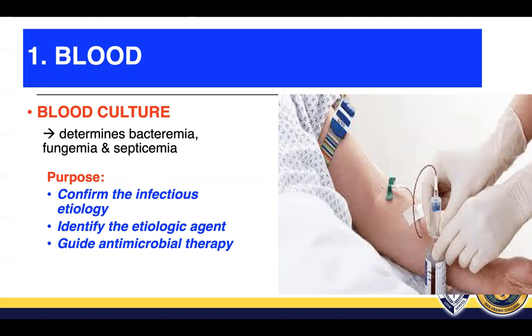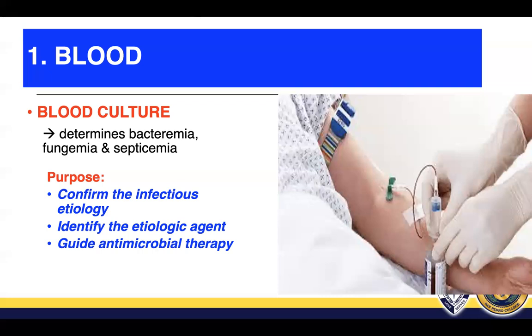When we say fungemia, there's presence of fungi in blood. When we say bacteremia, there's presence of bacteria in blood, so there's active multiplication of bacteria in blood. Septicemia would mean there's bacteremia plus the clinical signs and symptoms of bacterial invasion and toxin production. So it's an upgrade from bacteremia. Okay, upgrade for the worse.